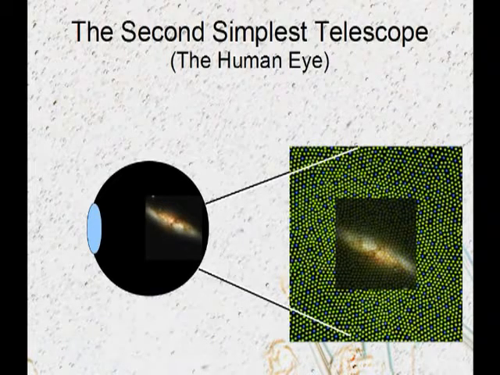Each one of these dots represents a cell in your eye that is sensitive to light. What happens in the back of our eye is this cell here measures how bright the light hitting it is, and this cell here measures how bright the light is. All the different cells measure how bright the light is, and then we put that together as a picture.